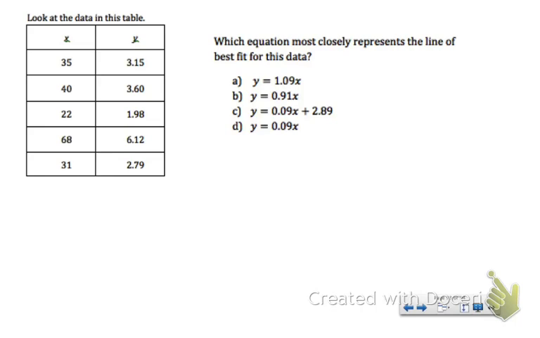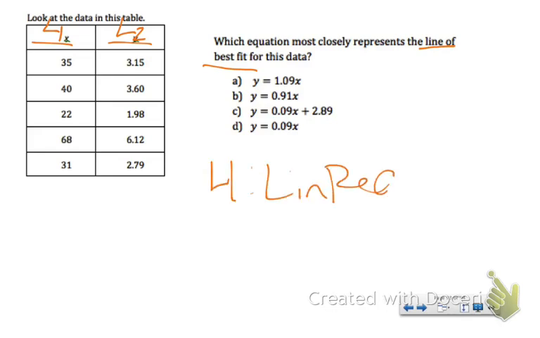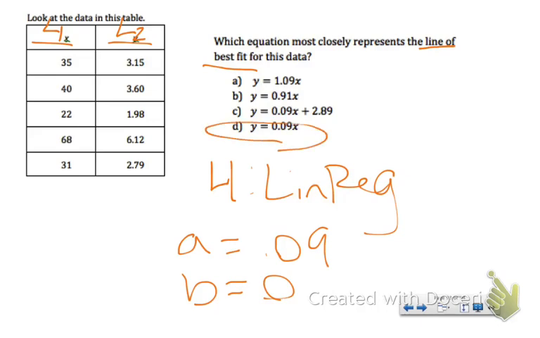Okay, looking at the data in the table, which equation most closely represents the line of best fit? So again, they're telling you what to do. Type in your x's into list 1, y's into list 2, stat calculate, number 4, linear regression. And it's going to say A equals 0.09 and B equals 0. So remember, they're not going to write the plus 0, but that doesn't change anything. It's still D, y equals 0.09x. And that's it for this section.